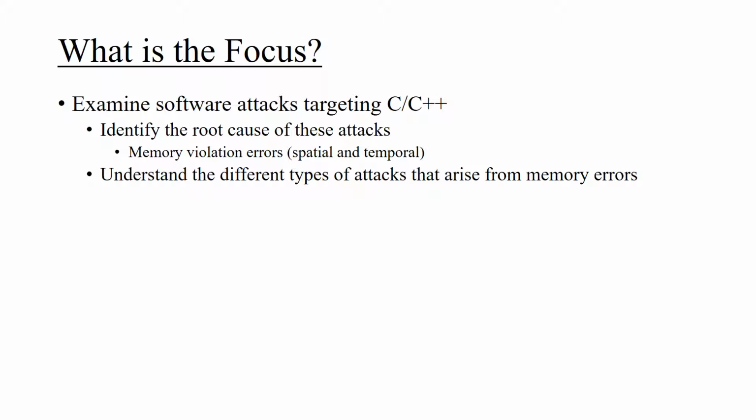It is broken into two parts. The first portion examines software attacks which target the C and C++ programming languages. We identify the cause of these problems to stem from memory violation errors and explain the difference between the two types of errors, spatial and temporal. Once these errors are known, we dive further into the topic of software attacks, specifically the ones that originate from taking advantage of memory violations.